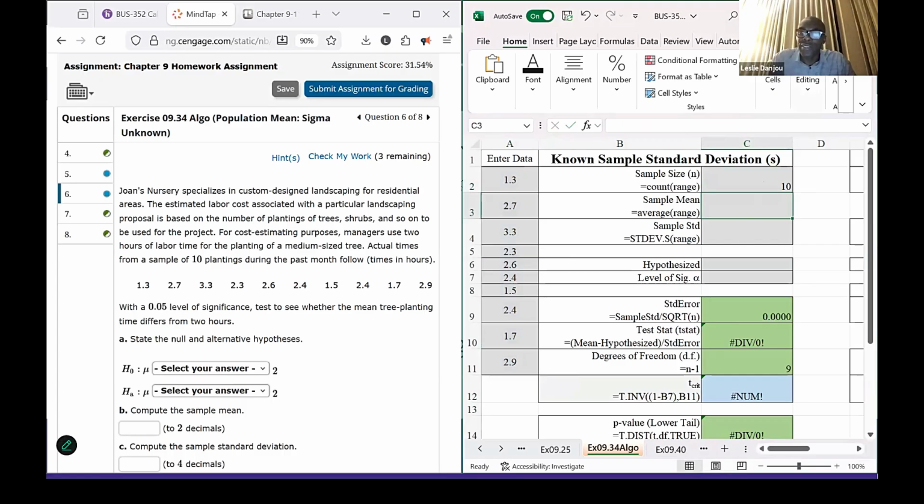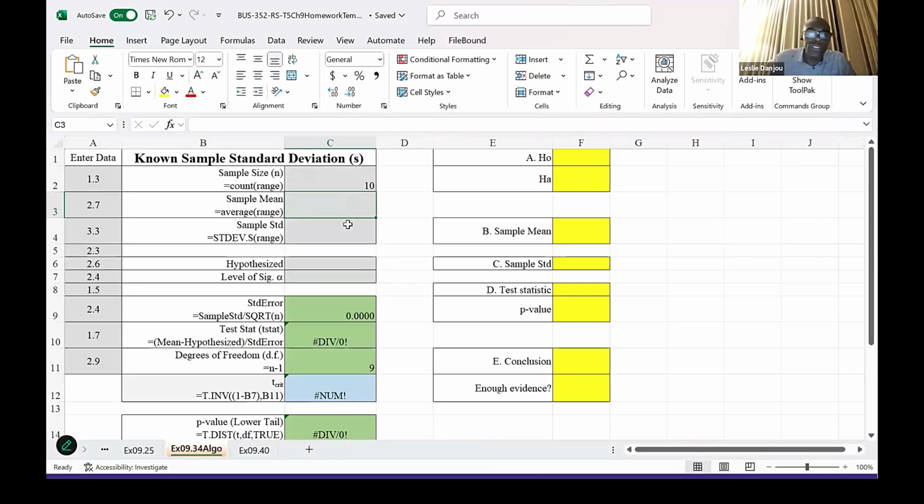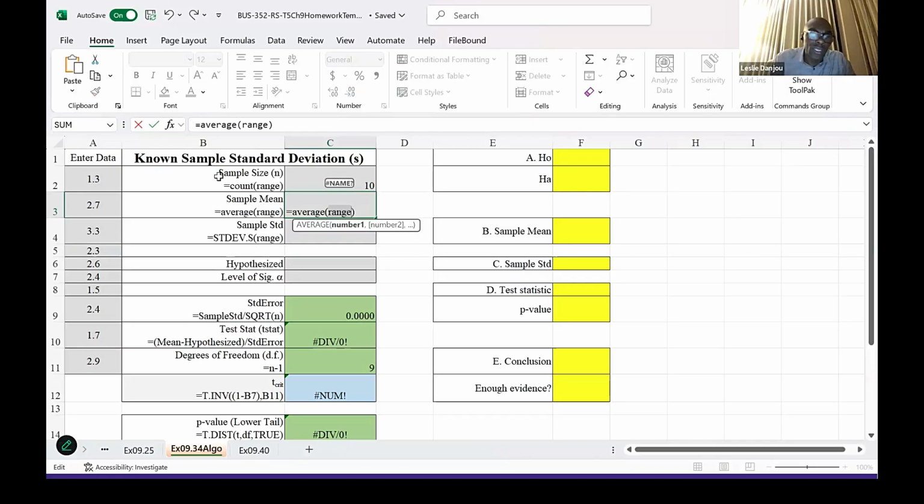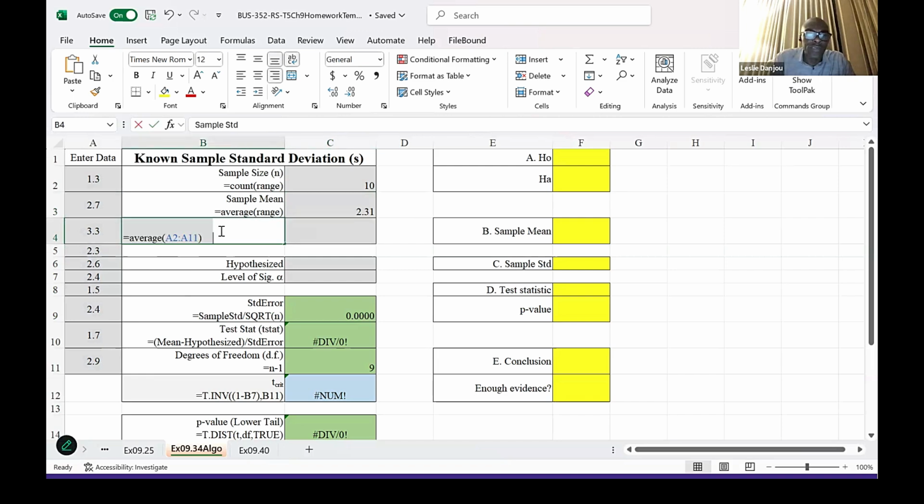All right, I'm going to maximize this so we can only focus in on this. So here's my formula. I'm going to copy it, Control C, Command C. I'm going to paste it to the right. Double click on the word range. It highlights the range and then drag through. Press enter. Do the same thing for the standard deviation.